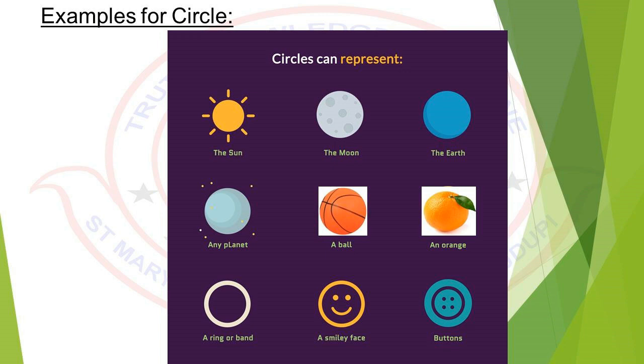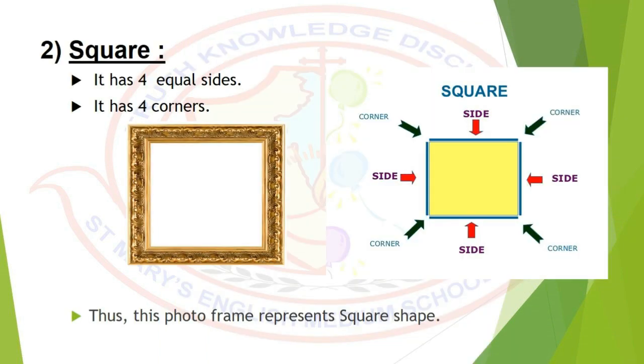A few more examples for circle shape. Children, look at the picture. Circles can represent the sun, the moon, the earth, any planet, a ball, an orange, a ring or band, a smiley face, buttons and many more. So children, now you are able to identify the circle shape and you are able to draw it. Shall we move to the next shape? Yes.